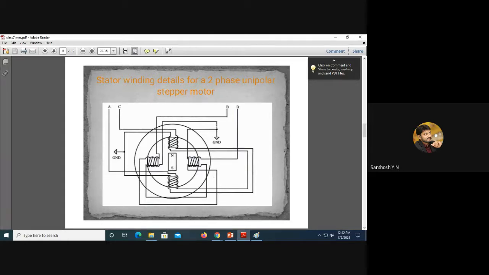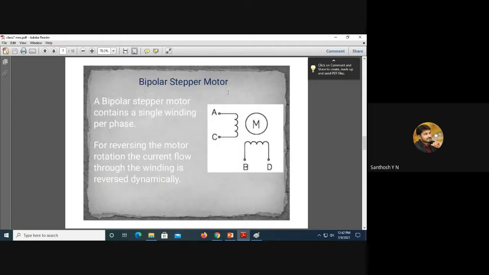So this diagram is very important. The question that can be asked is: explain the stator windings details for a two-phase unipolar stepper motor. We will understand how we need to energize the coils in order to make the motor rotate in clockwise and anti-clockwise directions. Another type of stepper motor is bipolar. In the next slides I will tell you how to energize the coils.